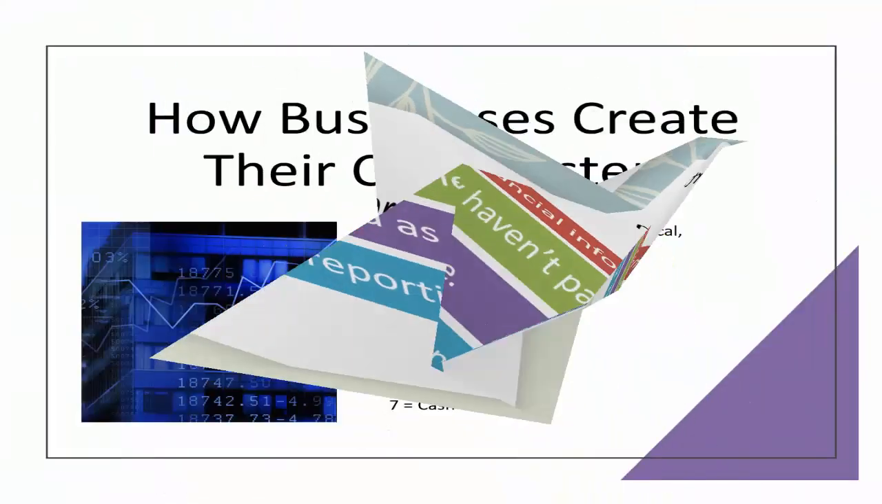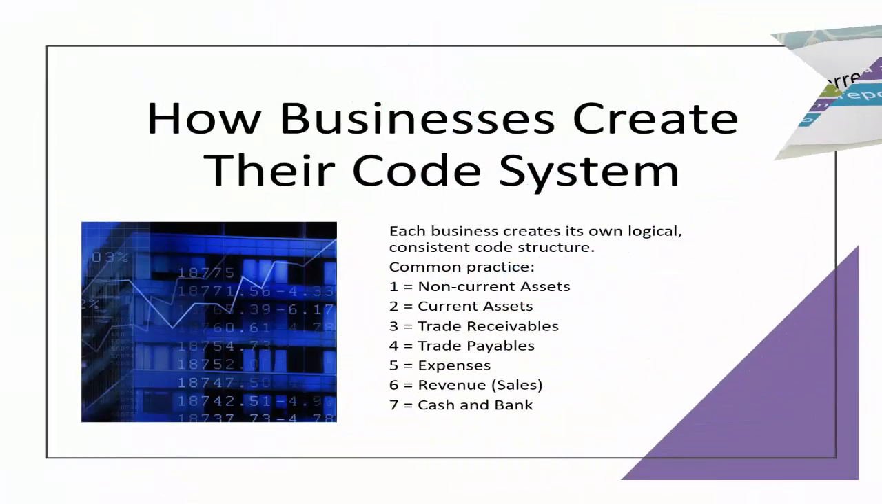How do businesses create their coding system? Now let's talk about who decides these codes. Is there a worldwide rule? No. Every business creates its own coding system based on what works best for them. But smart businesses follow a logical and easy-to-understand pattern. Let me give you an example of a common structure.